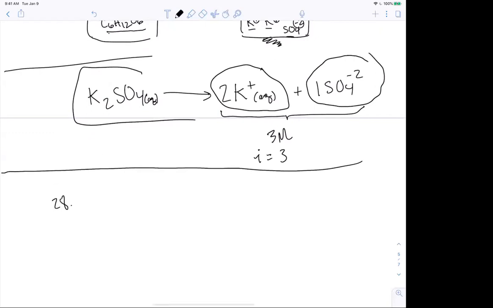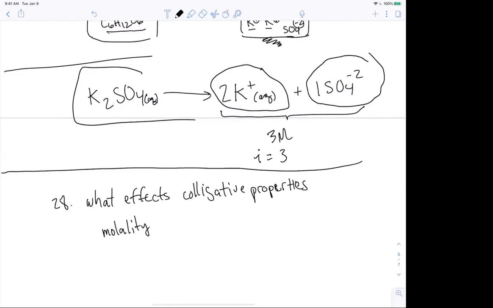Yeah, for 28, what affects colligative properties? And the answer is molality. And that's it. Intermolecular forces, molecular weight, polarity, all these different types of things don't really matter. The only thing that affects the colligative properties is the total amount of dissolved stuff. And molality is a measure of concentration, and thus molality is the only one that matters.